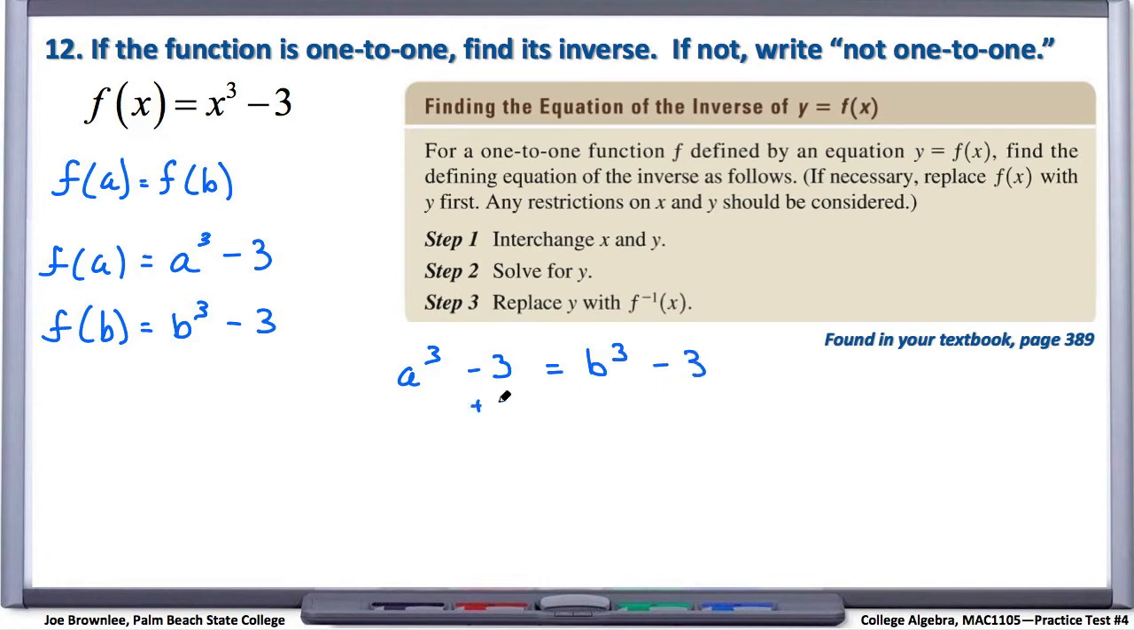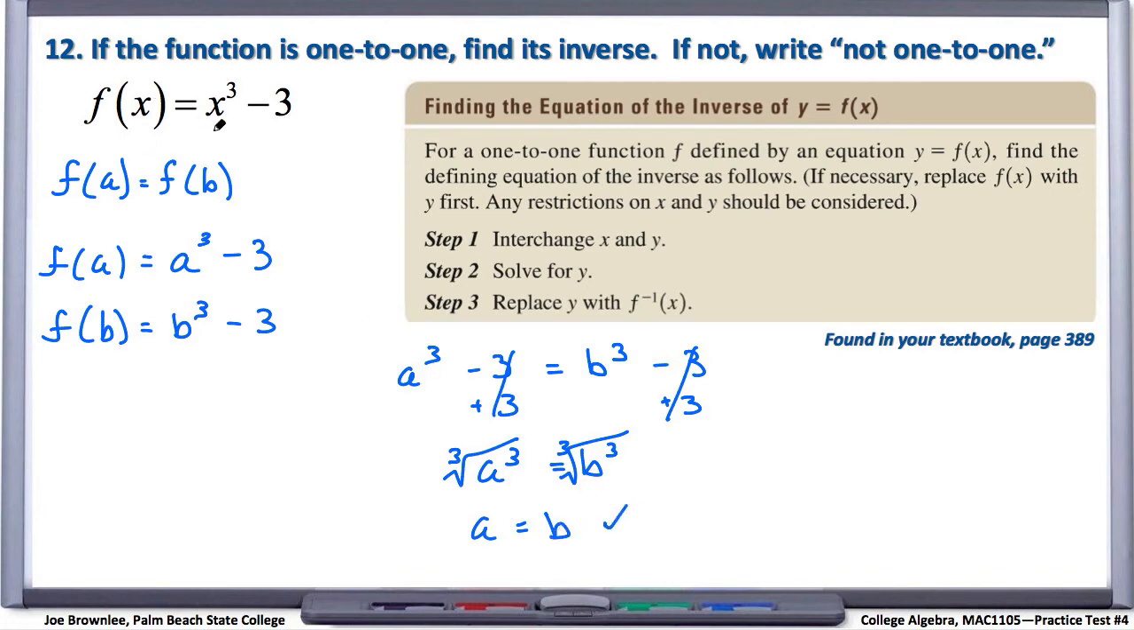All right, let's add 3 to both sides. And the 3's cancel on both sides, and we're left with a cubed equals b cubed. We're trying to get to a equals b, so let's get rid of these cubes. Let's clear the cubes, and to do that, we'll take the cube root of both sides. And because we're dealing with a cube root, a radical with an odd index, we don't have to worry about plus and minus like we do when we are working with a radical with an even index. And so when we take the cube root of both sides, we do indeed get a equals b.